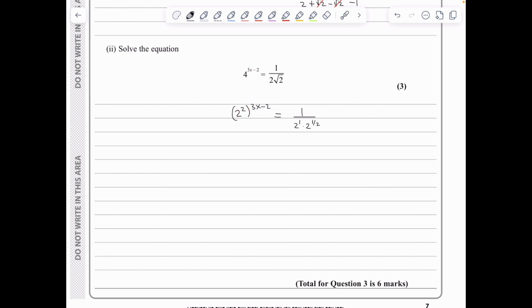So we're looking at 2 to the 6x minus 4 being 1 over 2 to the 3 over 2, because when I multiply with a common base, we add the indices, and obviously 1 over 2 to the 3 over 2 can be written as 2 to the minus 3 over 2. I can now equate the two powers, so 6x minus 4 is equal to negative 3 over 2. I will multiply throughout by 2 to get 12x minus 8 is equal to negative 3, taking me to 12x is equal to 5, and therefore we conclude that x is 5 over 12.